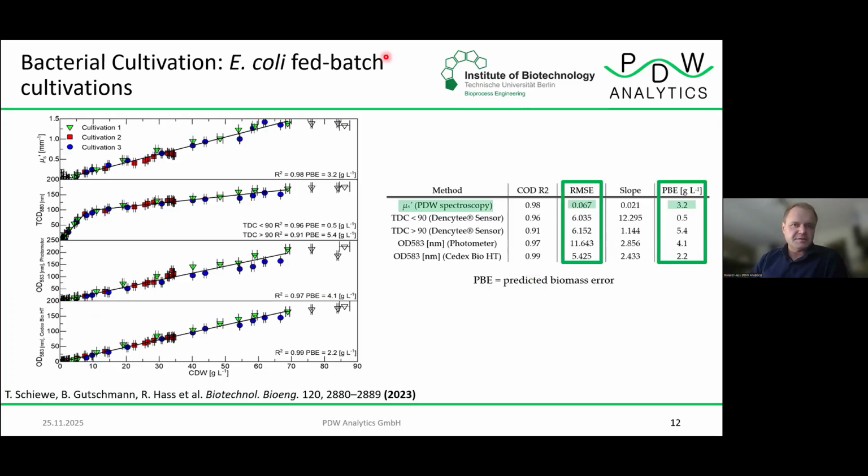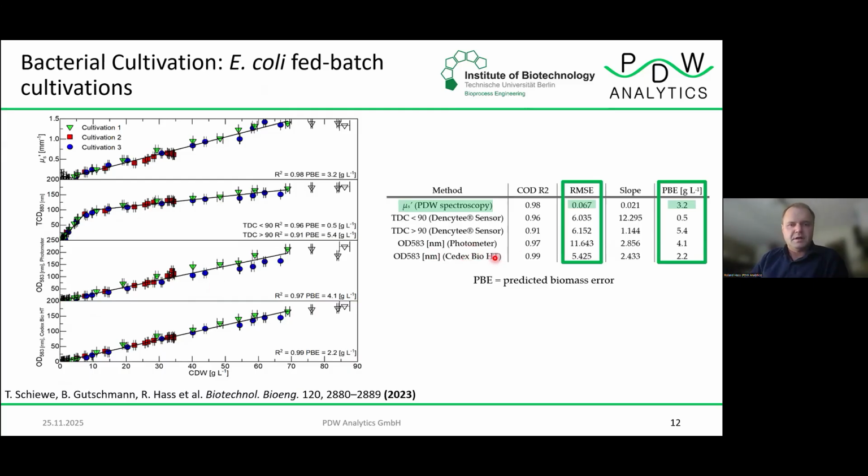For E. coli, there was also work done to compare different technologies. The upper one is the Muse Prime from PDW spectroscopy. Then that's the density from Hamilton, I think an earlier version, not the current one. And then the offline OD measurement by titrating and manual work.